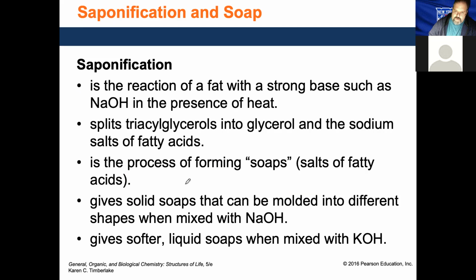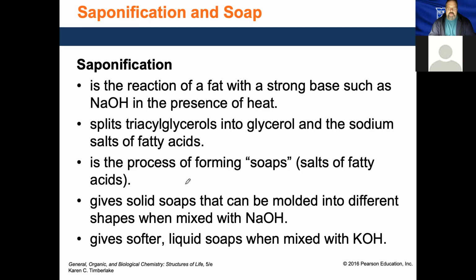Base hydrolysis of a triacylglycerol is commonly referred to as saponification, because in a sense, it is soap making. Because what happens here? Well, just like with esters, when an ester underwent base hydrolysis, initially you get a carboxylic acid, but the carboxylic acid wasn't in the final product because you can't have an acid under basic conditions. What happens to an acid under basic conditions? It becomes a carboxylic acid salt. Well, the same thing here.